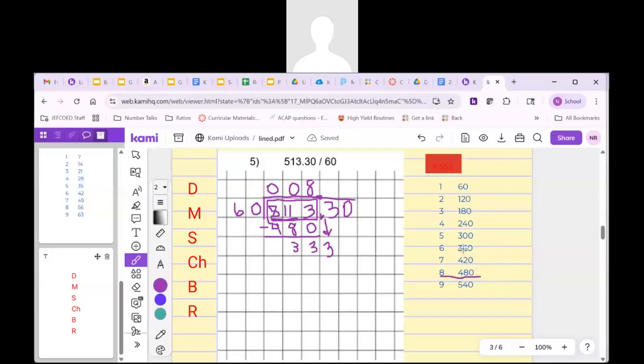I'm looking for 6 is too much. So I'm going to need to drop back to the 5 right here. All right, I put my 5 in the answer place, the quotient space, and then I think 5 times 60 is, and I check it over here, 300, right? Now I subtract and I get 33, right? So I say, is 33 less than 60? Yes. So I bring down. Now I have 330.